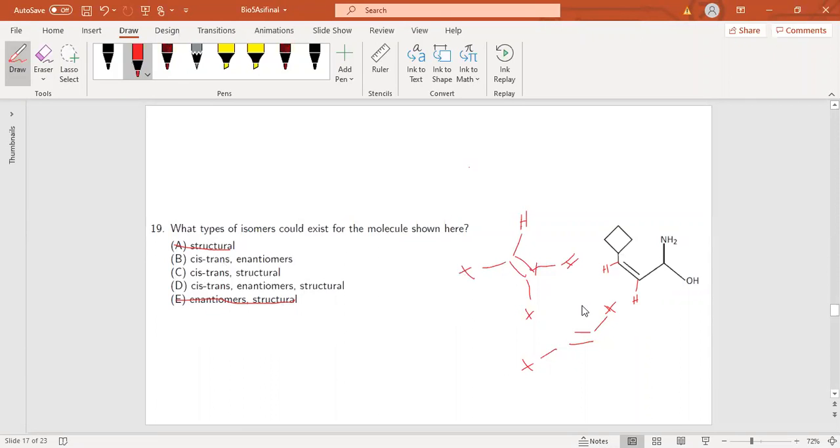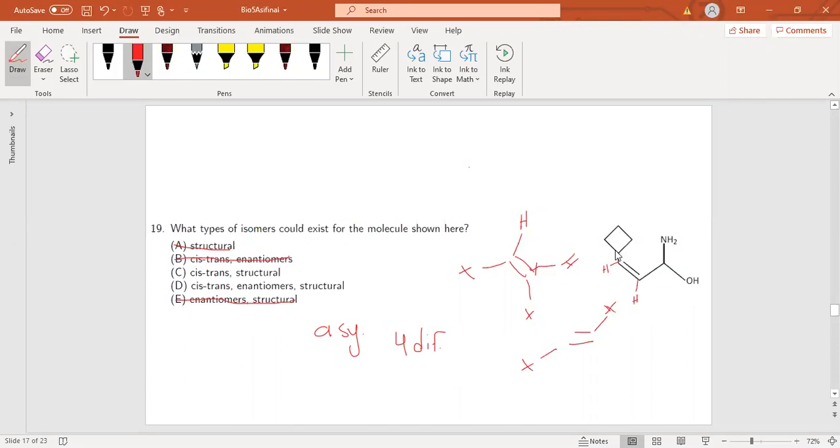We definitely have structural, as you can see that these bonds can be manipulated around and put in different areas and still have the same chemical formula, right? So we can take out B. And finally, we're left with C and D, and the only difference is enantiomer. So enantiomer, you want to look for an asymmetrical carbon, right? So the way we define asymmetrical carbons is a carbon attached to 4 different atoms, right? So let's take a look at each carbon.